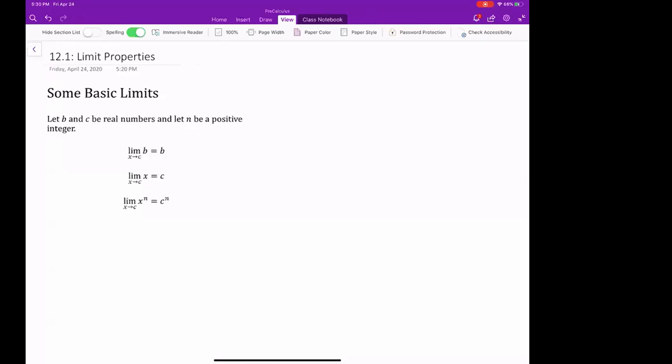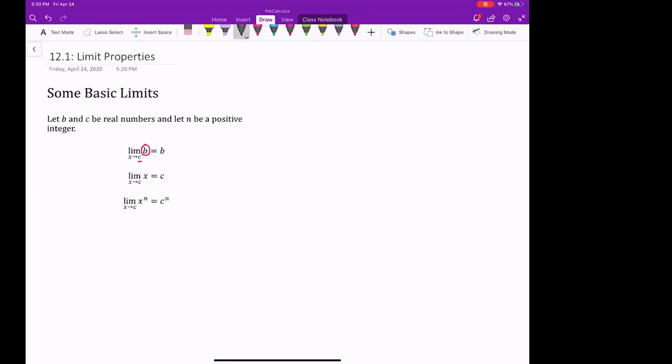So this is technically in section 12.1, which talks about your introduction to limits. And this is properties of limits. First thing is just some basic limits. What this is saying is that if you've got b, and b is just some number, then if x is approaching some other number, this would just be that number.